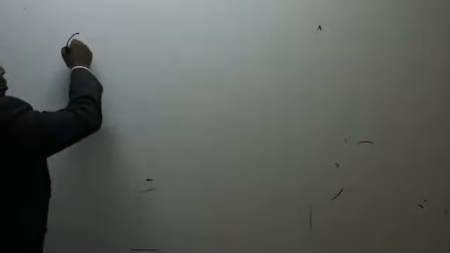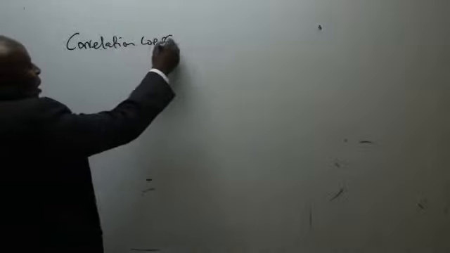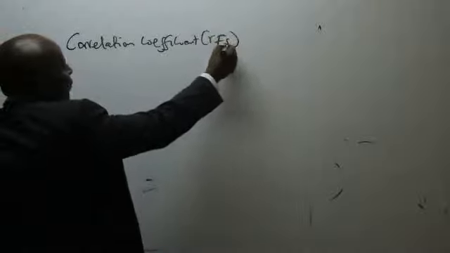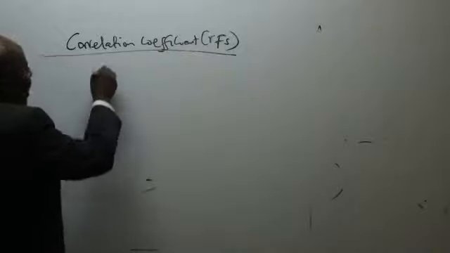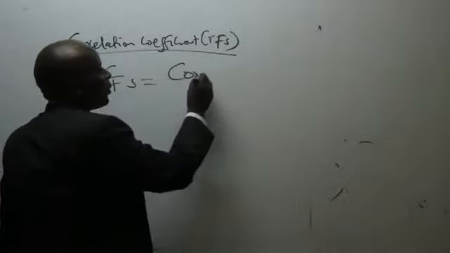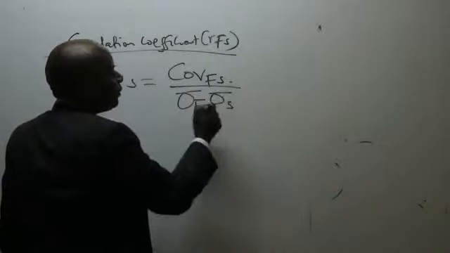This is quite easy because I did this in CPA section 4. Correlation coefficient will not be able to scare me away. So how do we get correlation coefficient R between the two companies, F and S? To get R between F and S, what we shall do is take the covariance between F and S divided by their respective standard deviations.